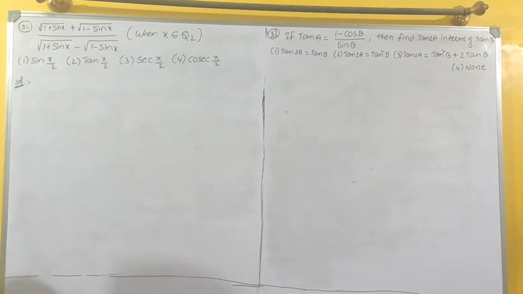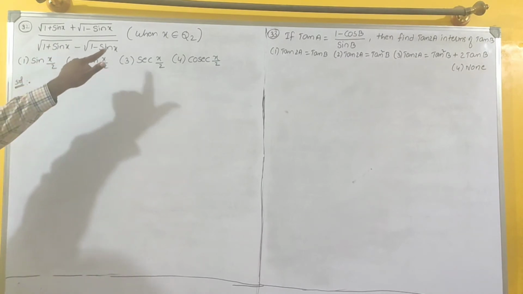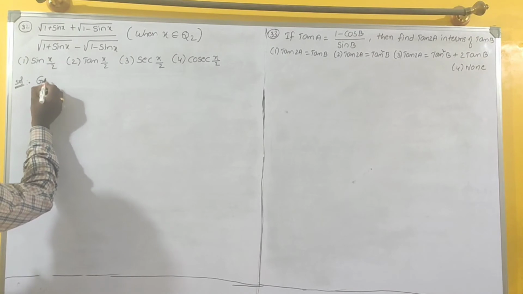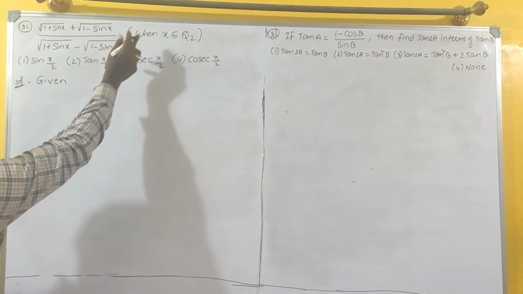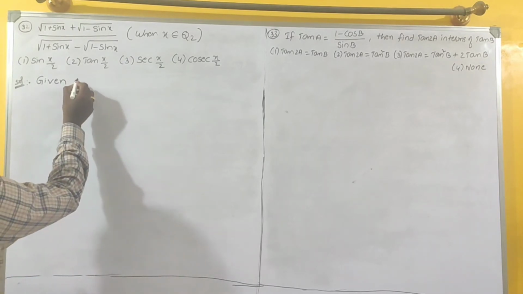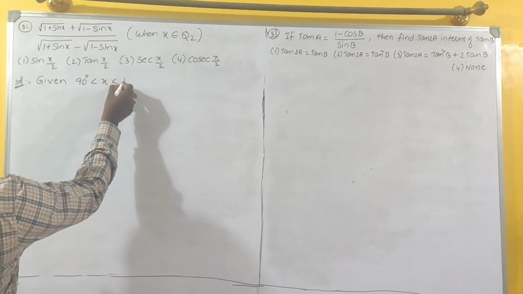Okay. In this question, we need to find the value of under root of 1 plus sin x plus under root of 1 minus sin x by under root of 1 plus sin x minus under root of 1 minus sin x. Given x belongs to the second quadrant, means the second quadrant lies between 90 to 180.